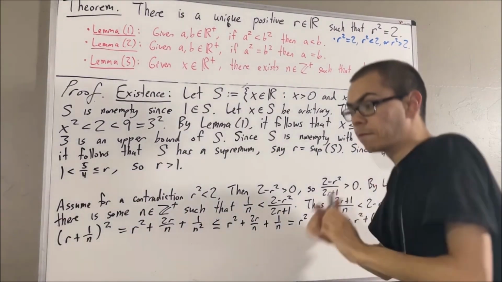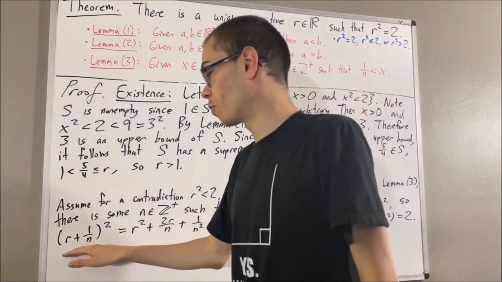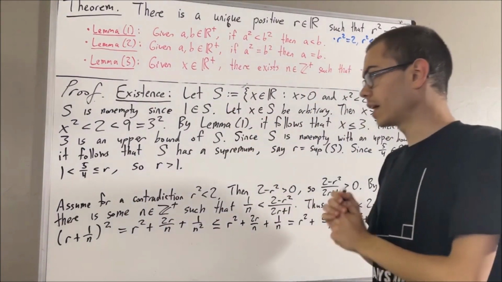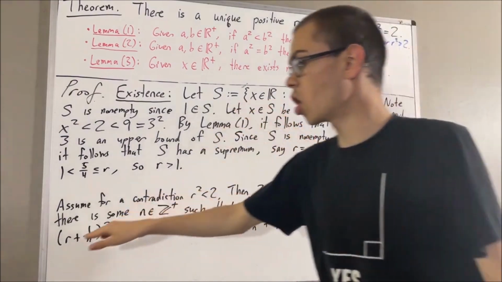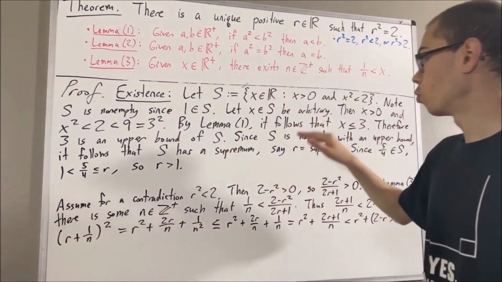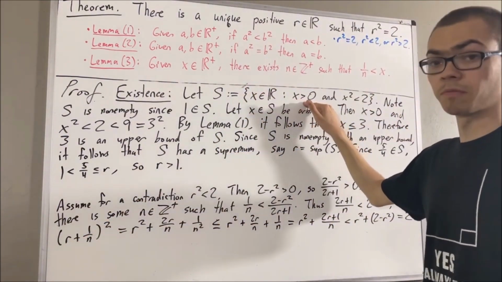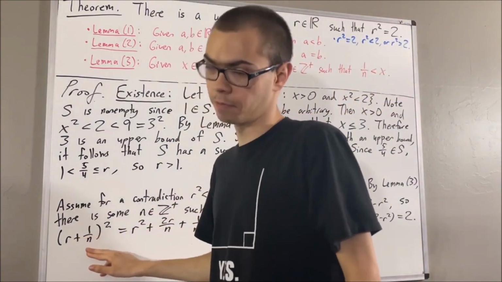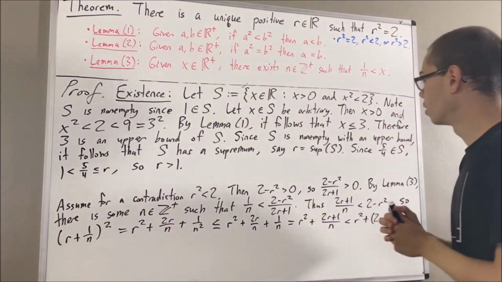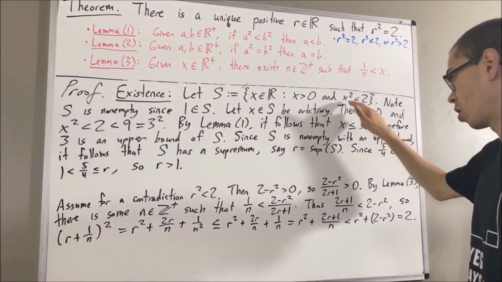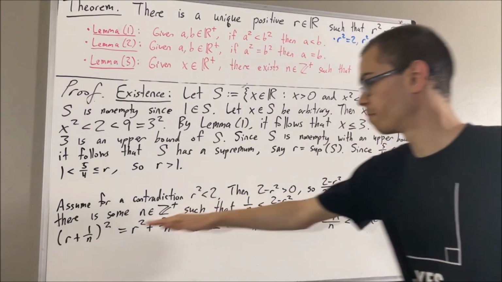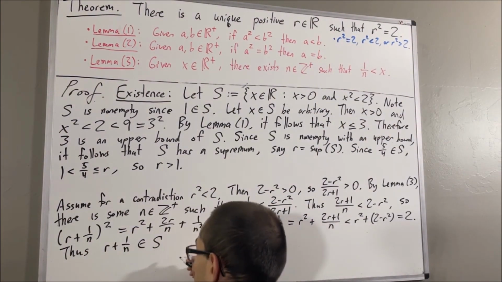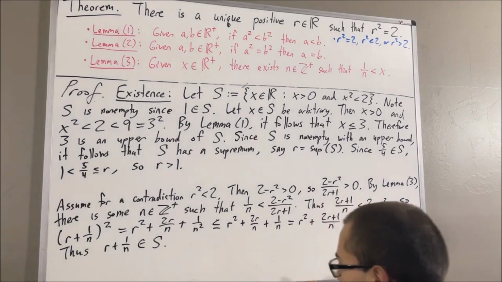So we have all the information we need to show that r plus 1 over n is an element of S. To see how that's the case, if we take x to be r plus 1 over n, well, yeah, we know that r plus 1 over n is greater than 0. The reason why is that r is greater than 0 and 1 over n is greater than 0. We also just showed that (r plus 1 over n) squared is less than 2, right here. So yeah, r plus 1 over n is an element of S.